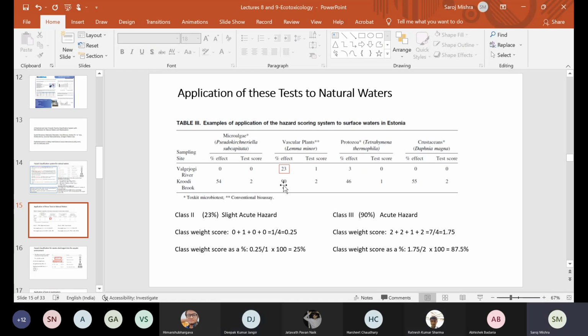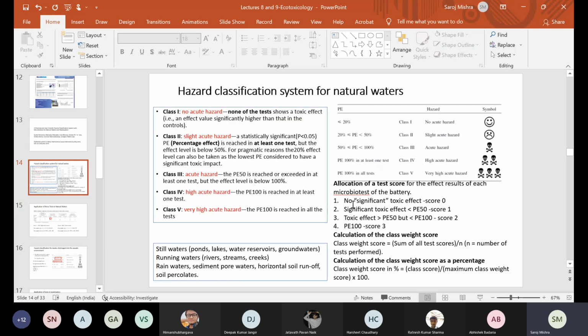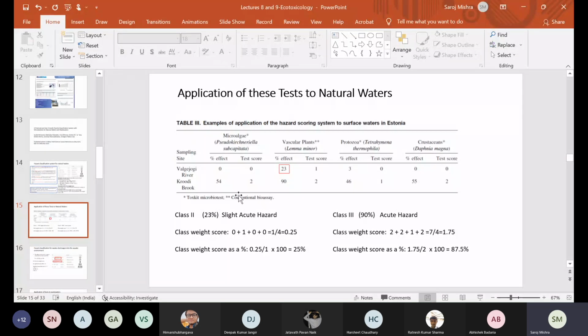Yes, ma'am. Okay, so in the same manner as you did class weight score here, we will do the class weight score for this water body also, and the test scores are drawn exactly from the same table. So if you have less than PE 50, you give a score of 1. If it is between 50 but less than 100, you give a score of 2. Okay, so based on exactly the same way, because you are between 50 and 90, you give a test score of 2. And you are still less than 100%, you give a score of 2, less than 50%, 1 and 2. Okay, so these test scores are averaged out.